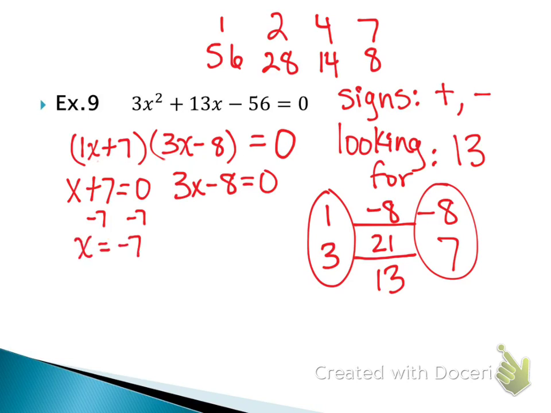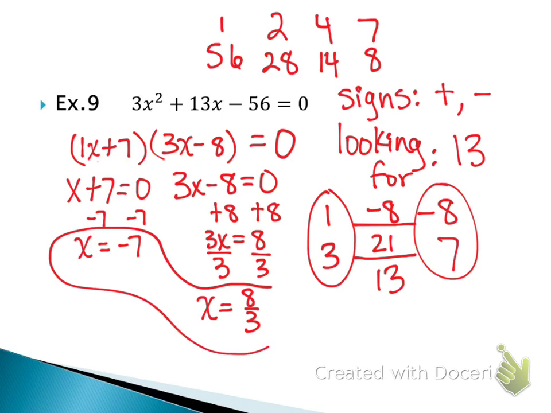Who can help me solve the other one? Jamal? Add 8, and then what? Divide by 3, and then we just leave it alone. Leave it as x equals 8 over 3, or 8/3. We don't need to try to change that into a decimal or do anything with it. Leave it as a fraction.